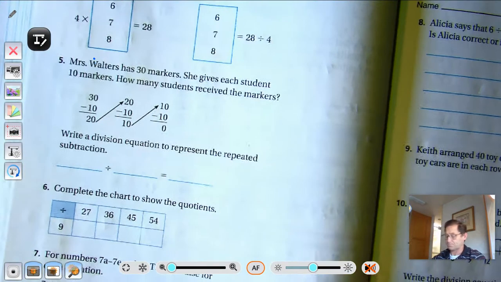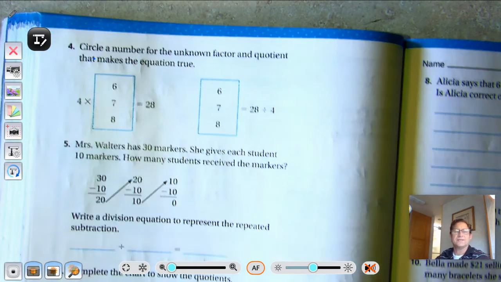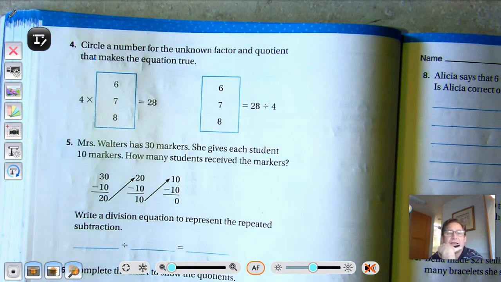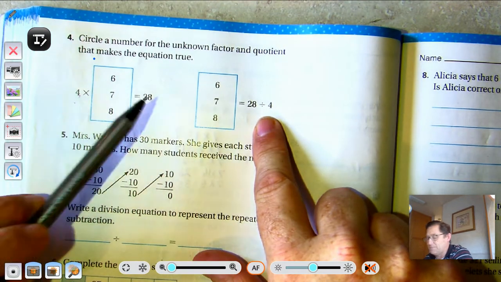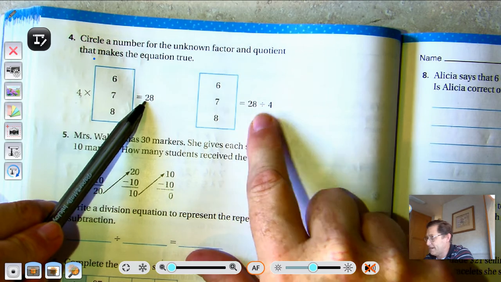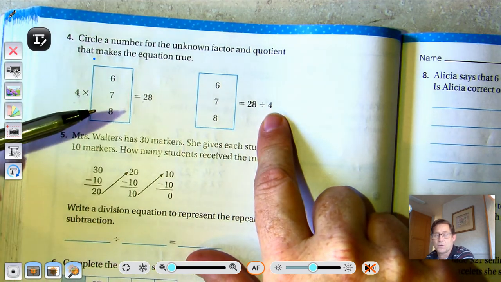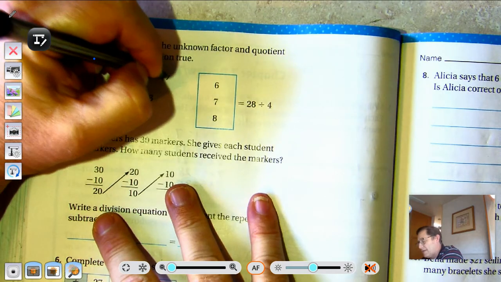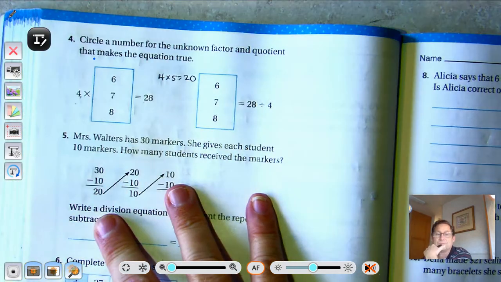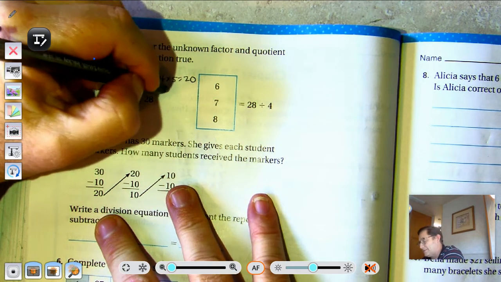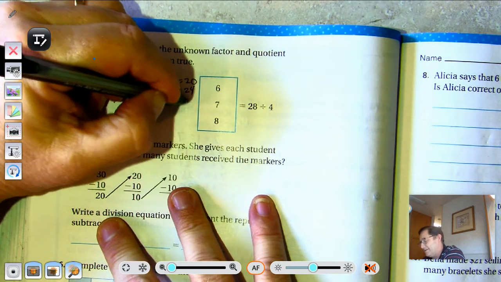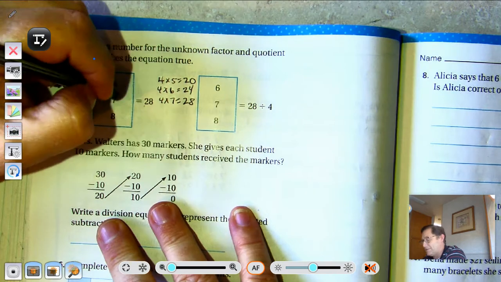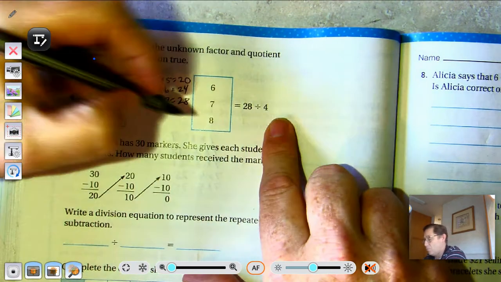All right, page 312. Circle a number for the unknown factor and quotient that makes the equation true. So we have related facts here. We have 4 times something equals 28, and we have 28 divided by 4 equals what? Well, I know that 4 times 5 equals 20. So 4 times 6 would be 24, and 4 times 7 is 28. So 4 times 7 equals 28, and 28 divided by 4 equals 7.